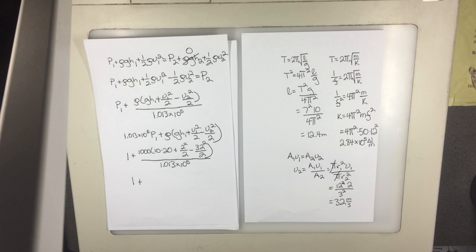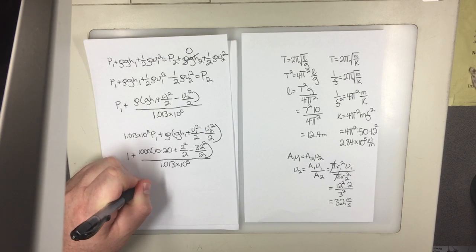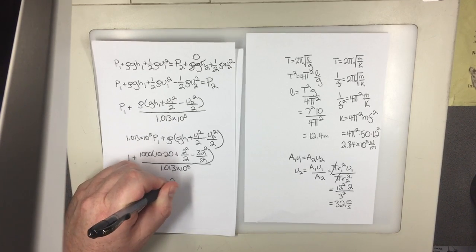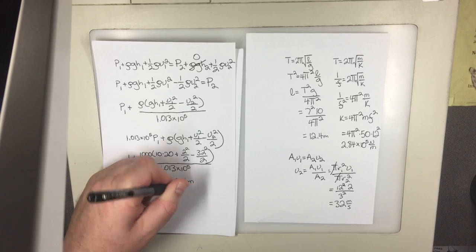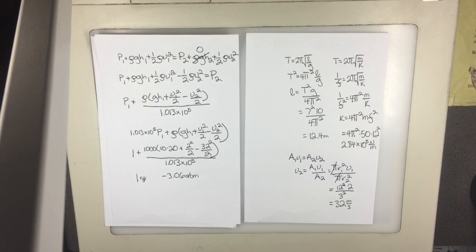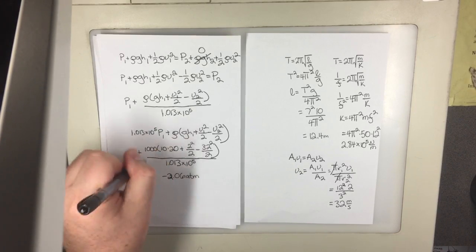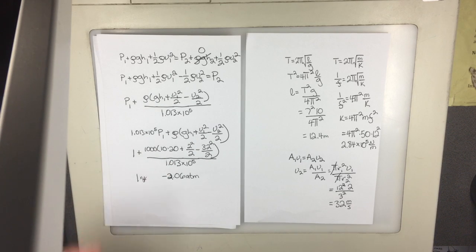Yeah, so this ends up being, the answer is negative 3.06 atmospheres. So that's 2. So this whole thing over here is negative 3.06. Add 1 to it, it's negative 2.06. The answer's still squirrely. And what I would do then is just say you're going to get a negative number. If you get a negative number, you got it right.